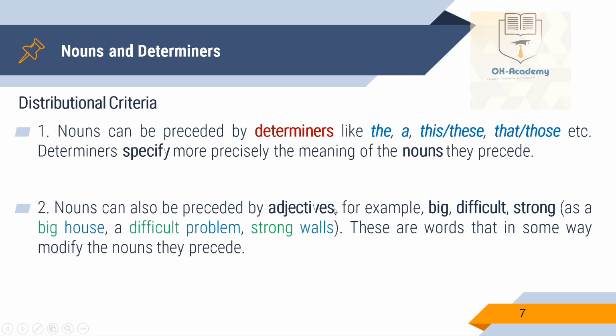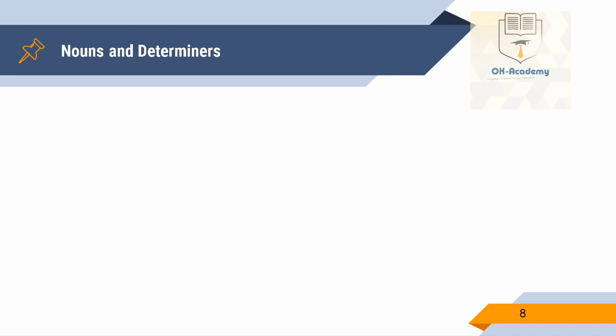They can be preceded by adjectives as well. For example, when you say big, you can say a big house. So adjectives precede the noun: a big house, a difficult problem, strong walls. These are words that in some way modify the nouns they precede. So one of the functions of adjectives is to give information about the noun they precede.